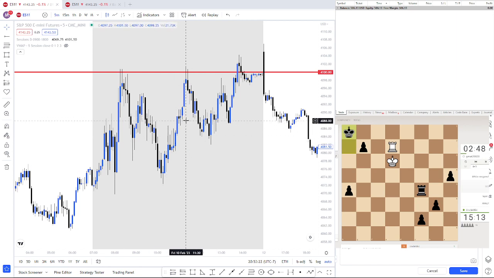So be very careful going in midway. You want to go in at ends. Be very careful going in midway. You want to go in at ends.